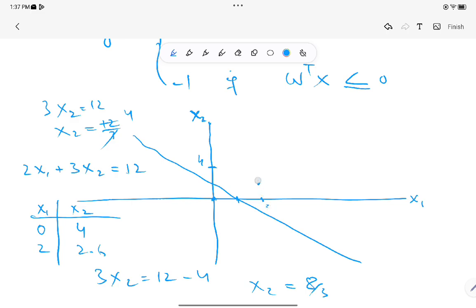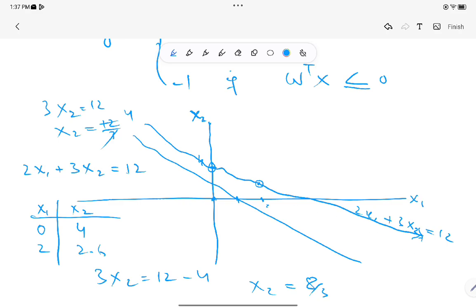So I have 2 points, one is this, the other point is this. If I join them, I get a straight line. This straight line corresponds to the equation 2x1 plus 3x2 is equal to 12. Now, this equation divides the entire plane into two parts.